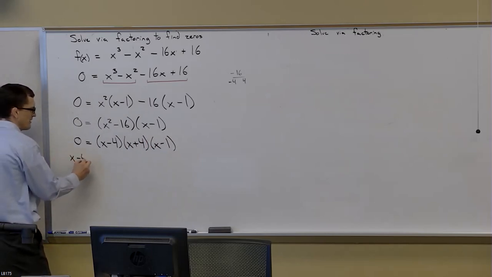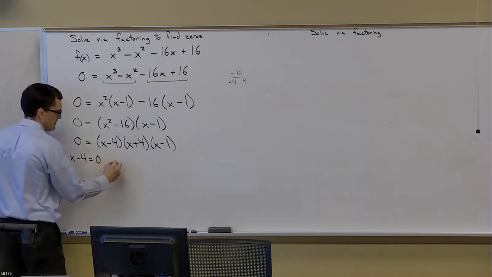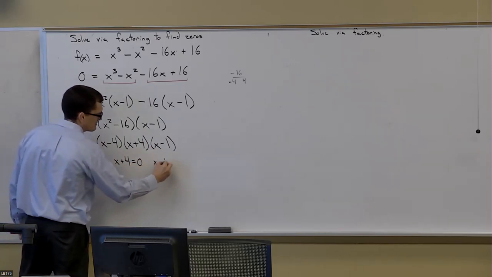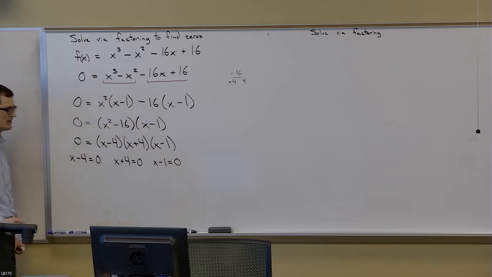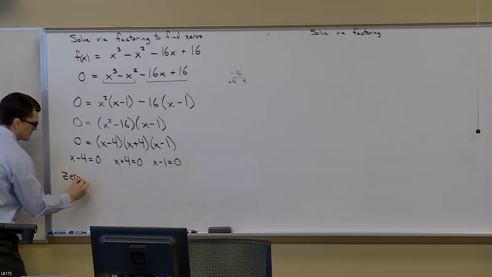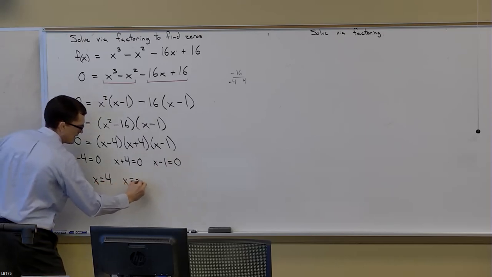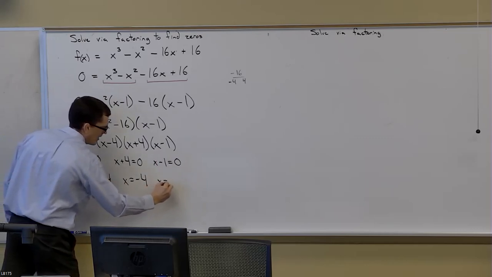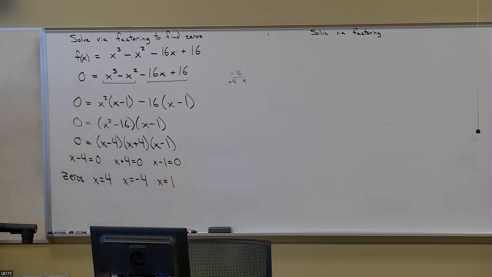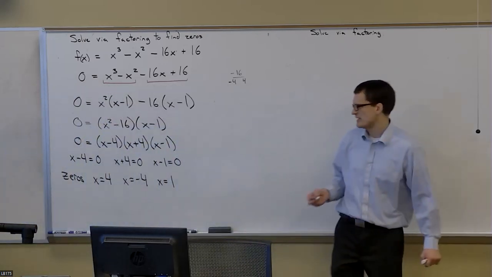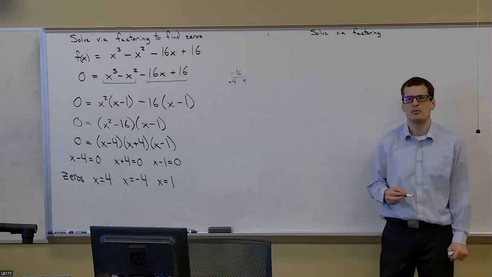Now I'm at the same place I've been the last few. So I can simply just set each factor equal to 0 and solve. So the zeros are 4, negative 4, and 1. That means the x-intercepts are 4, 0, negative 4, 0, and 1, 0.